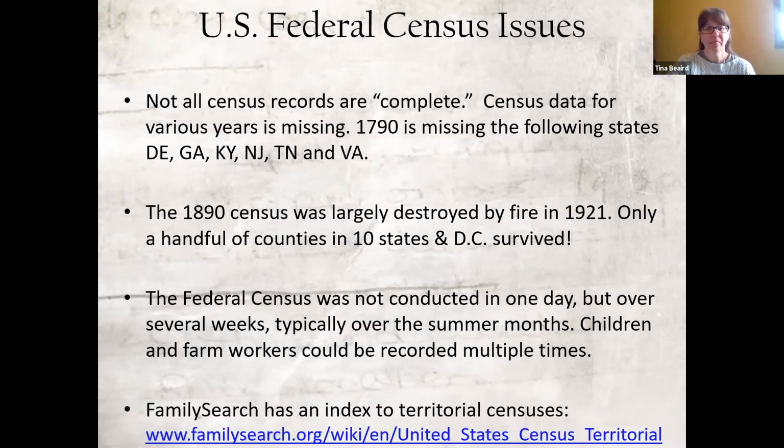I had mentioned earlier that the 1890 census was largely destroyed by fire in 1921. There are only a handful of counties in 10 states and the District of Columbia that survived. In Illinois, the only one that has survived is McDonough County. So if you had family in Illinois and they were living outside of McDonough County, there is no census data available for us for 1890. Give you another example, Hamilton County in Ohio, which is Cincinnati, there's only 2 pages of the 1890 census that survived. So it's only 2 families because it was 1 family per page. So there's only 2 families represented for all of Ohio that survived from the 1890 census.